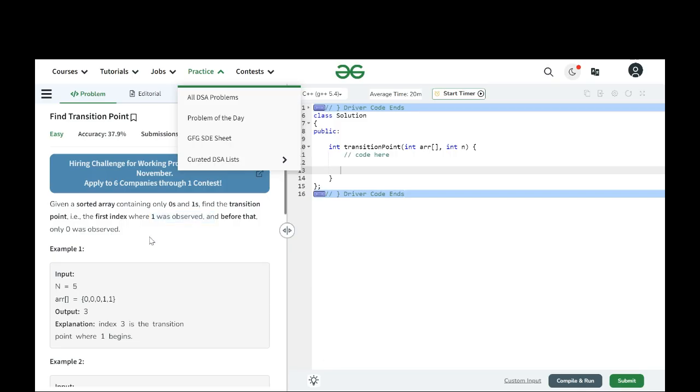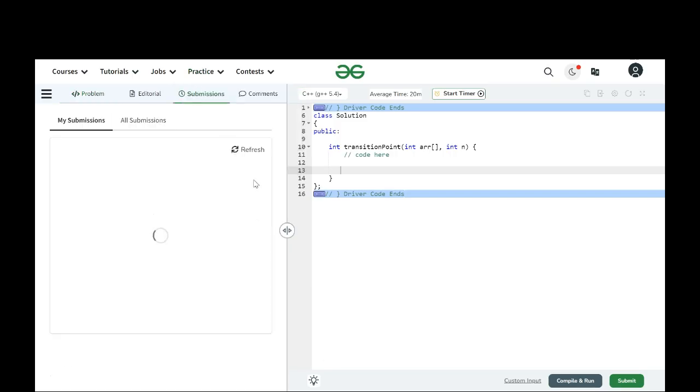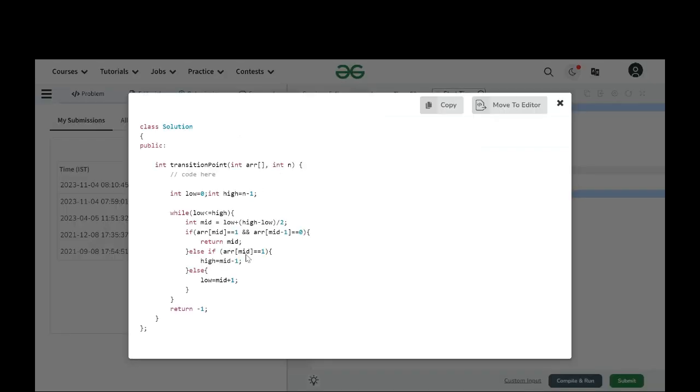I will go through the solution once so that you're more clear. So this is the code we have. We will take two pointers, low and high, obviously, as we do in the binary search approach. While low is less than or equal to high, we find the mid. If that mid is equal to 1 and mid minus 1, that is its just previous element, is equal to 0, we can just return that mid, right?